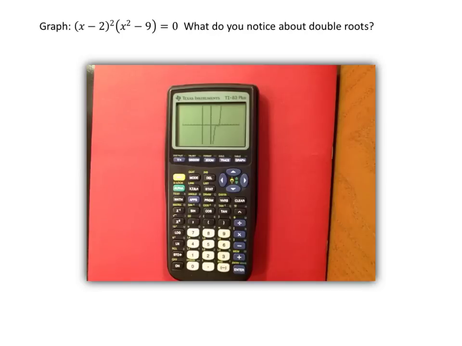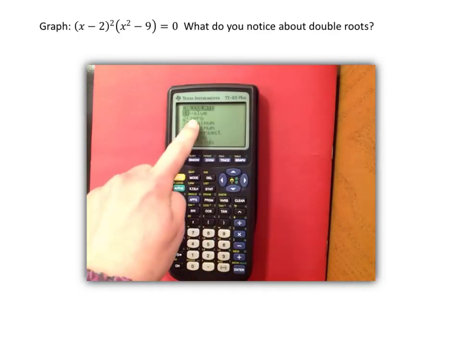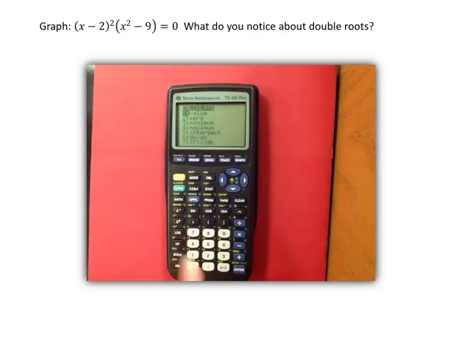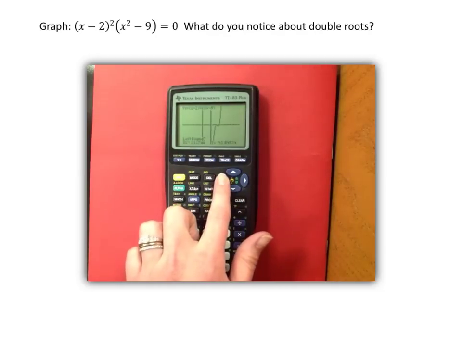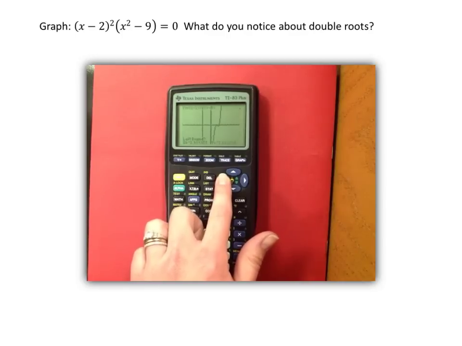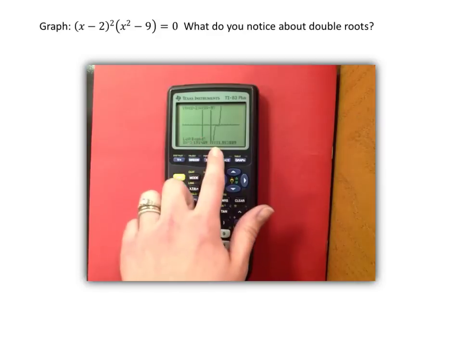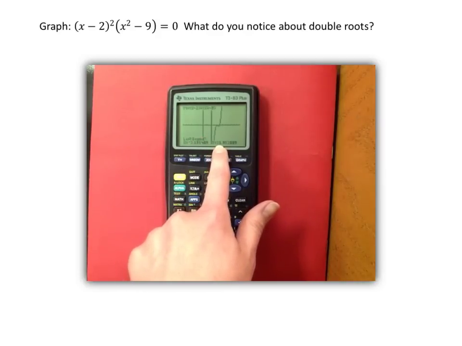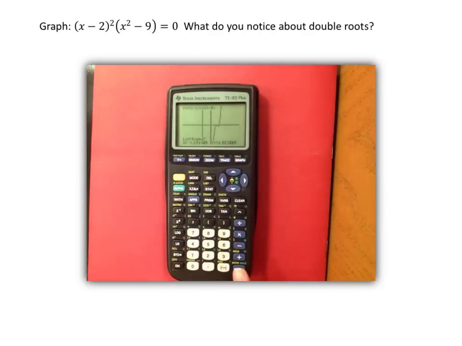And we already know what the solutions are, but we can find them by going to second trace. And what I'm looking for is a 0. So I'll select number 2. I'm going to start with this one over here. It asks for left boundary, so I need my cursor to be to the left of that 0. So here's a value to the left. I know it's to the left because y is 31.95. If I move to the right, it moves down here. So somewhere to the left and hit enter.